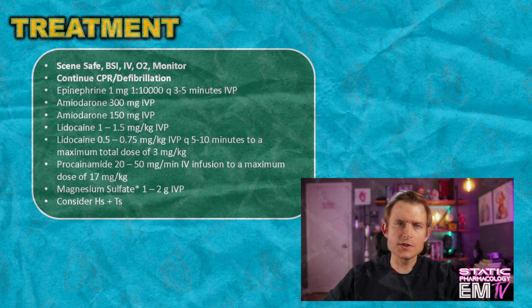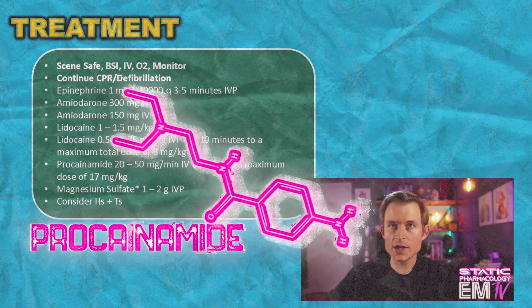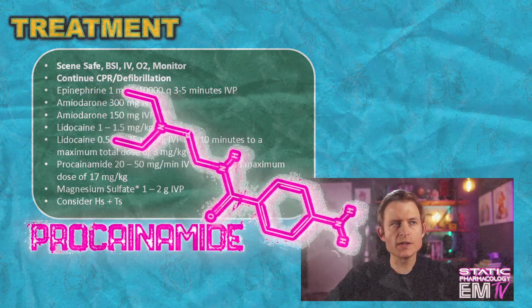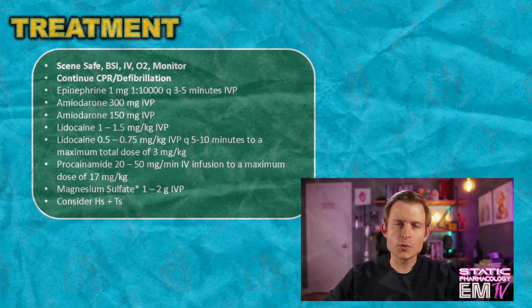If your patient is still in persistent or recurrent ventricular fibrillation or pulseless ventricular tachycardia, you could then also consider procainamide. Procainamide is given as an infusion at 20 to 50 milligrams per minute to a maximum dose of 17 milligrams per kilogram. Once you've achieved the dose of 17 milligrams per kilogram, the infusion is stopped. At this point, remember you are giving epinephrine every 3 to 5 minutes. The cardiac arrest event has been ongoing for a significant amount of time.